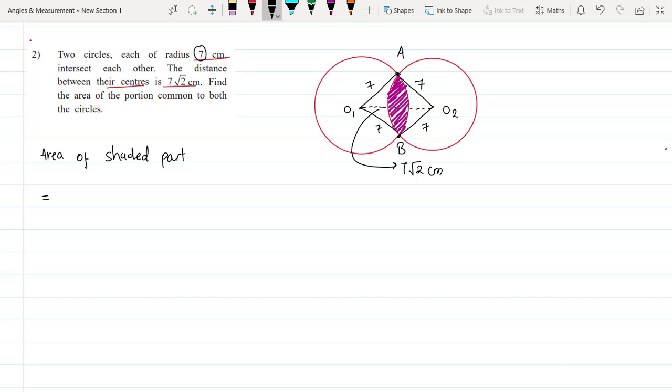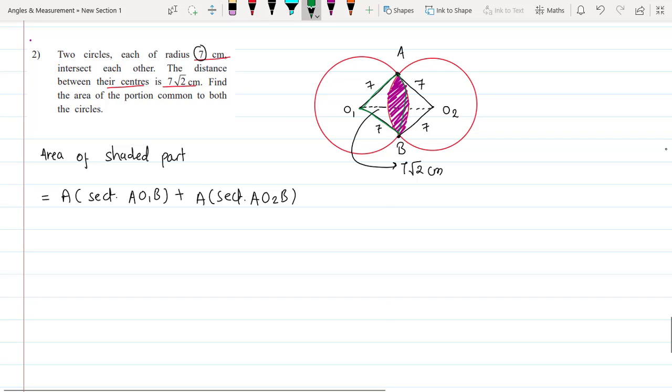AO1B, area of sector AO1B, meaning this sector. So let me draw this sector, plus area of sector AO2B, meaning which sector? Now this sector.